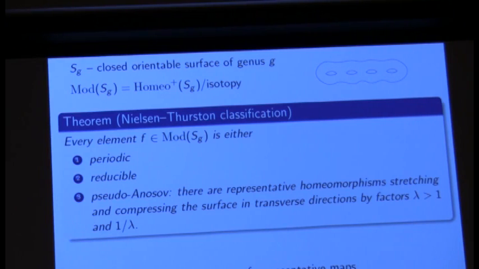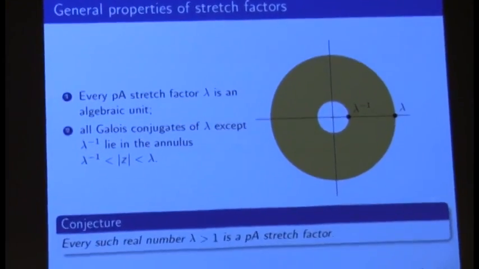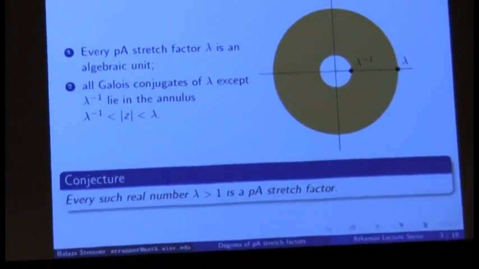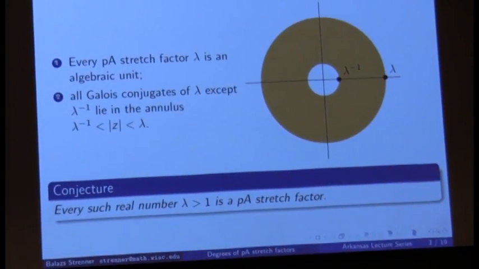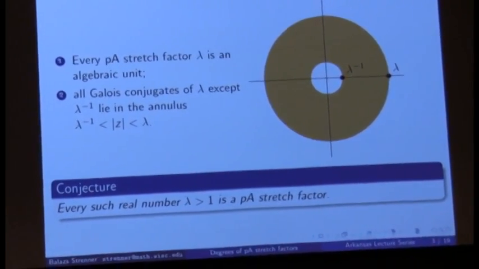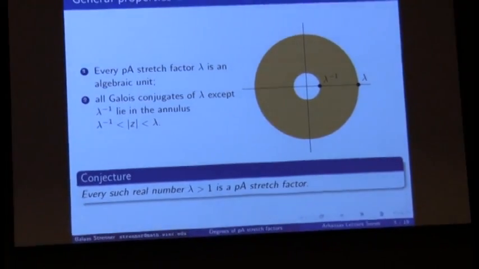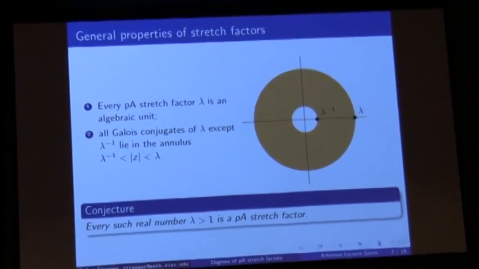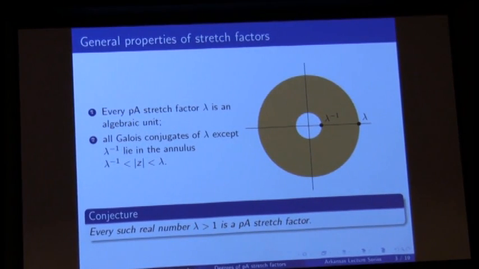So this is kind of the motivation to study stretch factors. The general properties of the stretch factors, sort of the two most important ones, is that every stretch factor is an algebraic unit, and all Galois conjugates of a stretch factor lambda lie in this annulus between 1 over lambda and lambda. And conversely, it's been conjectured that every real number satisfying these properties is a pseudo-Anosov stretch factor.